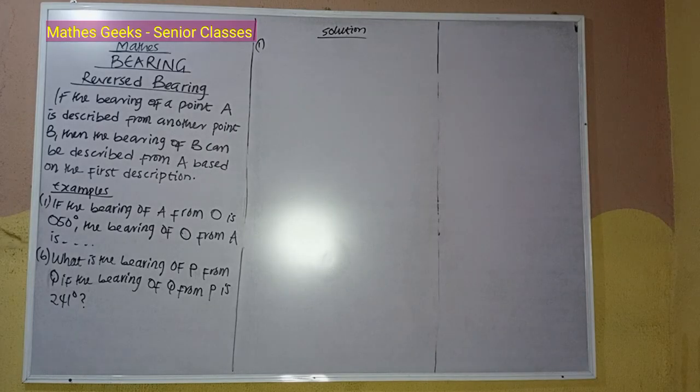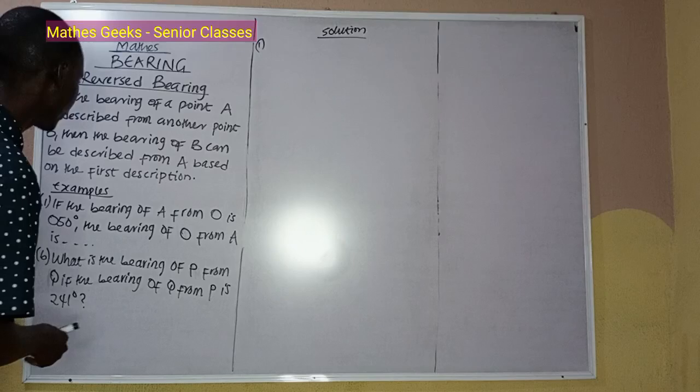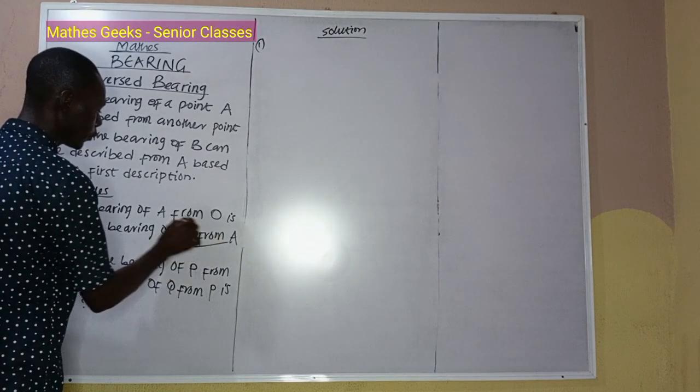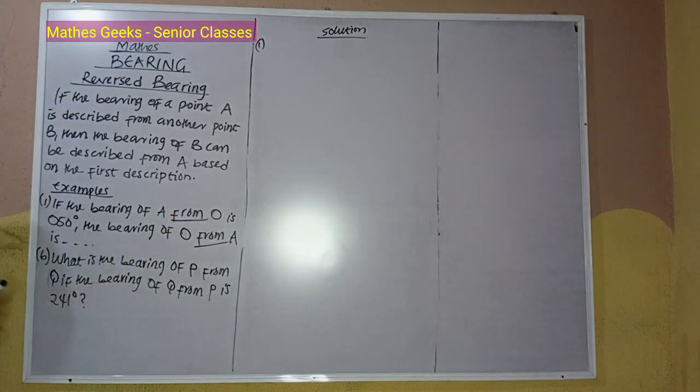If the bearing of A from O is 050 degrees, the bearing of O from A is... Now as we delve into bearing properly, we're going to take note of one key word that's always important whenever we are treating bearing, and that's the word from. It is a very key word that determines the shape of the bearing we are going to get. If we don't understand the from, we cannot plot the bearing of any point. I say it again, you must understand the word from.